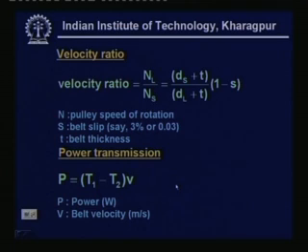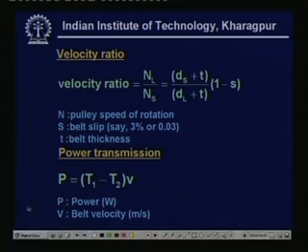Another two important situations that come into picture are velocity ratio. This velocity ratio, sometimes also called the transmission ratio, is NL by NS, where N is the pulley speed of rotation and NS is for the smaller one, as you understand, and NL is for the larger pulley.